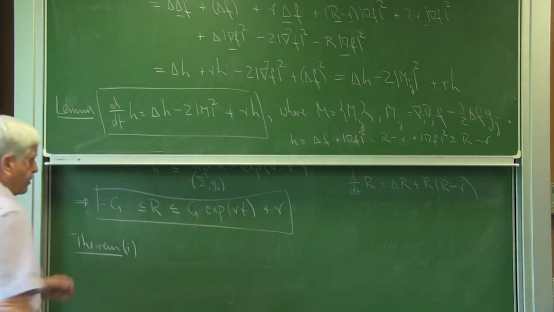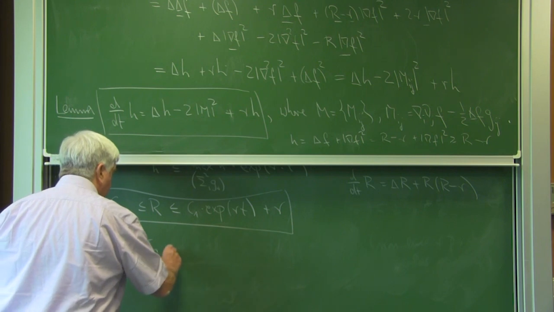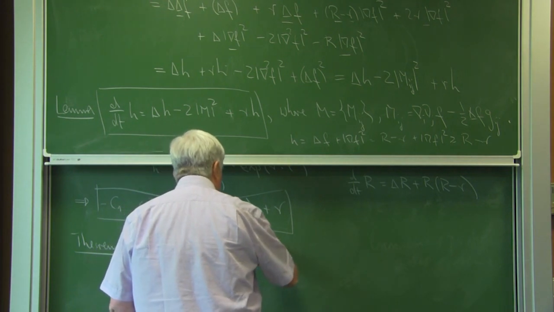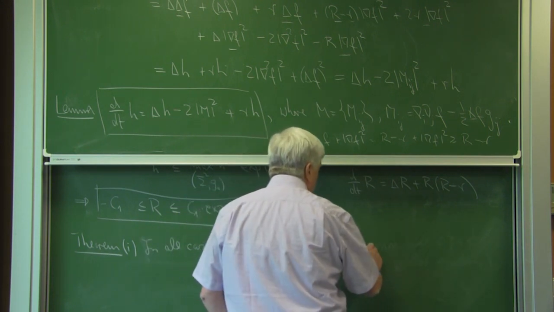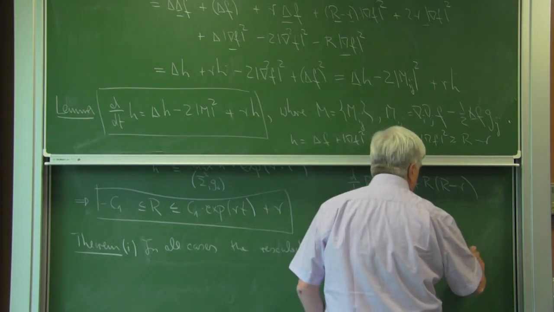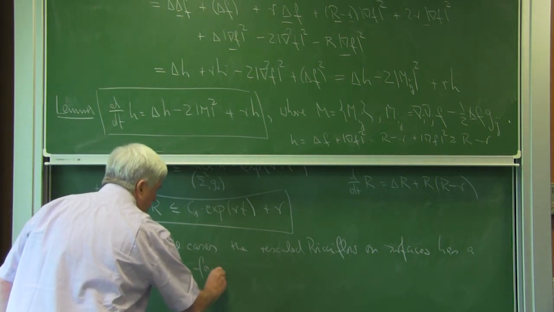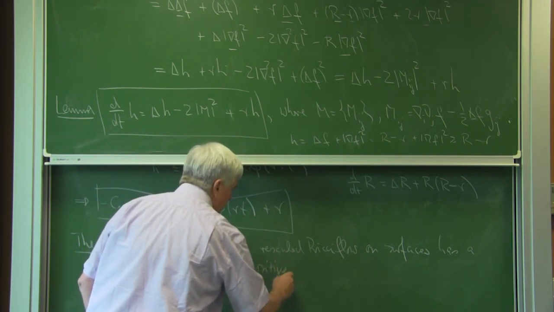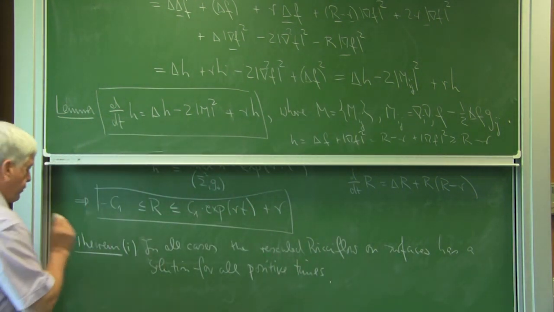There's two parts. First of all, in all cases, the rescaled Ricci flow on surfaces has a solution for all positive times. Okay, so we have a solution for all time.